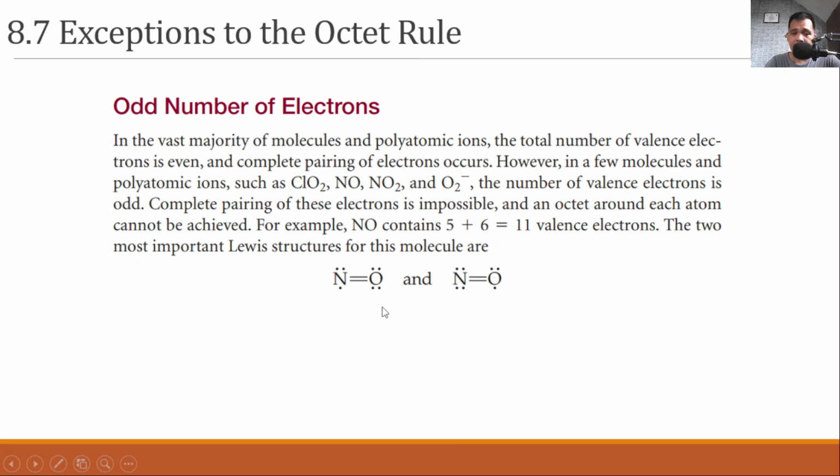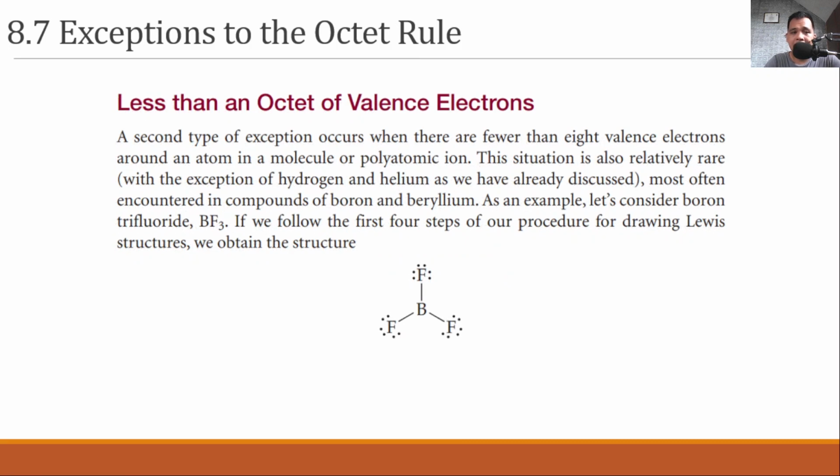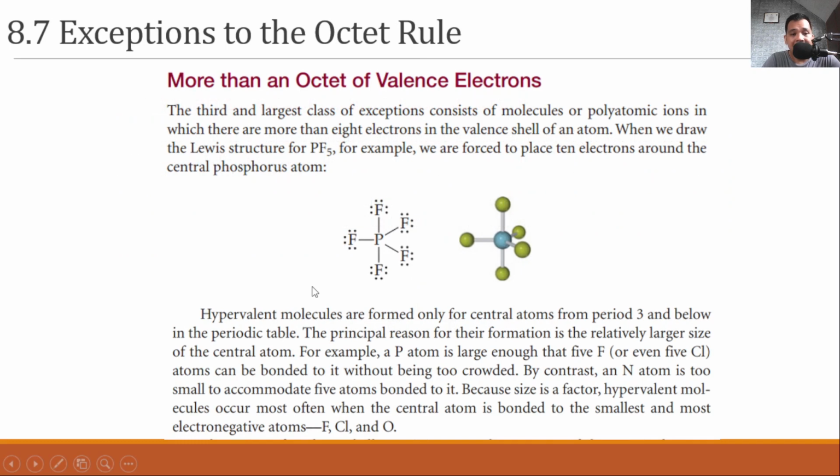And then, meron din tayong less than octet valence electrons, because if you could recall the previous slides, boron is in group 3 and not in group 4. So, groups 1, 2, and 3 often contain less than an octet of valence electrons. And meron din tayong more than octets, such as phosphorus. It is capable of bonding 4 to 5 bonds. Why? Because it has a large atomic radius and it contains d orbitals. Of course, it is often encountered.